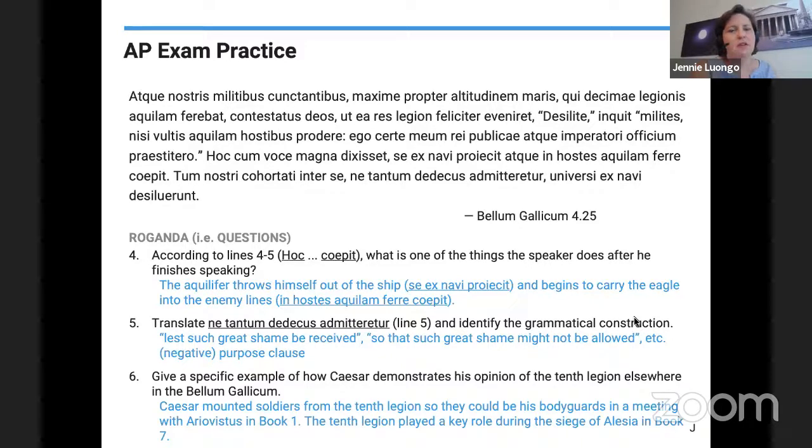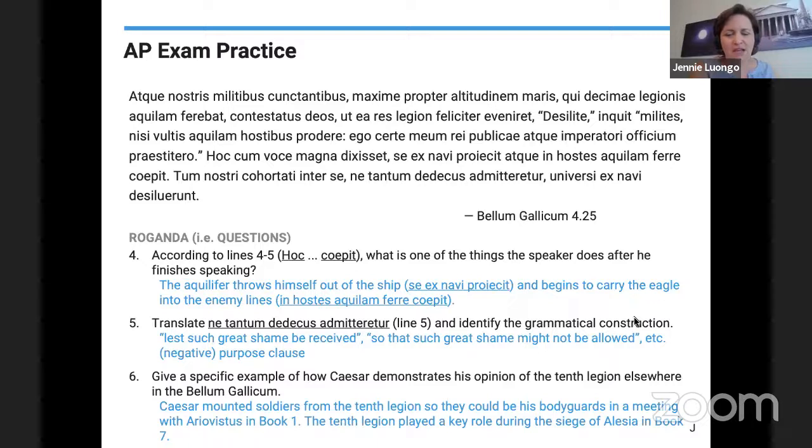Bellum Gallicum. Well, Caesar's favorite legion is the 10th legion, so he talks about it quite often. The part that is on the syllabus for this year's exam is that he mounted the soldiers of the 10th legion to be his personal bodyguard when Ariovistus demands a parley, a conference without infantrymen. Because Ariovistus wanted his Gallic cavalry to be the people who accompanied him to this meeting with Ariovistus, and Caesar kind of outsmarts him by putting the 10th on horseback.